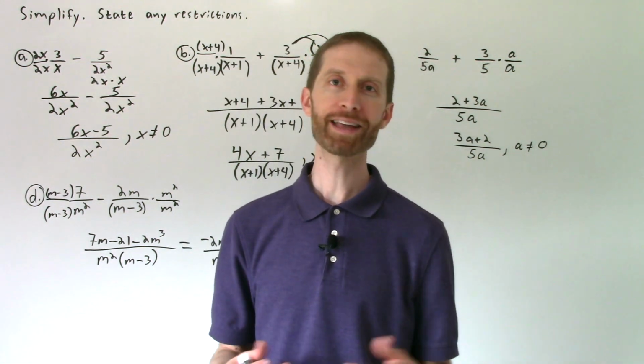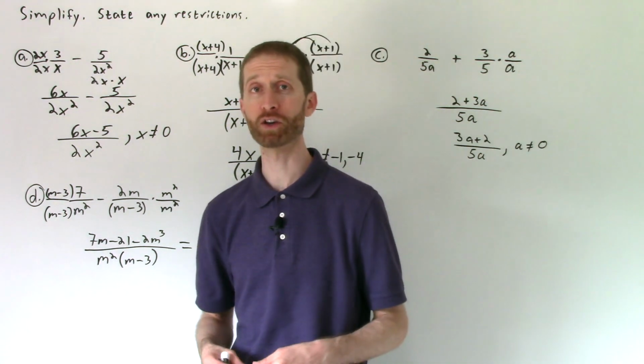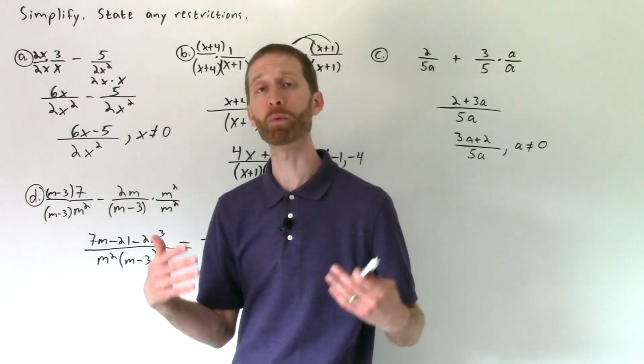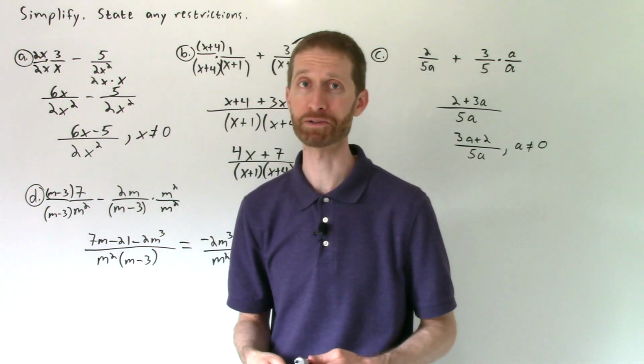The moral of the story is get the denominators to be the same by asking yourself the question, what does this denominator have that that one doesn't? And vice versa, and matching them up with as few factors being multiplied as possible.